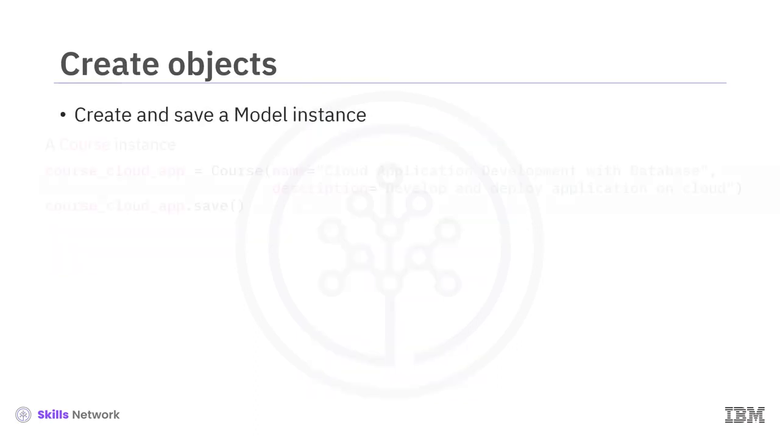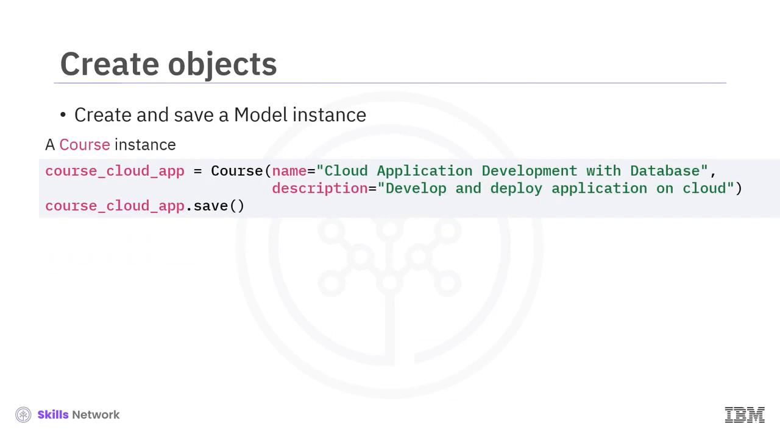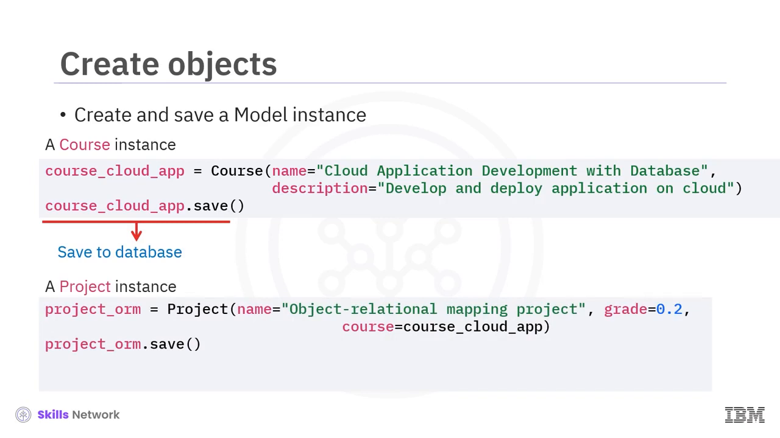In a Django model, you create an object and call the model's save method to insert it into the database as a record. Here, we have created and saved the object Course Cloud App. If the object you create contains a reference to another model, such as a foreign key or many-to-many field, you use the related model reference to create a relationship. We have created a project object and referred its course foreign key to the Cloud App course we just created.